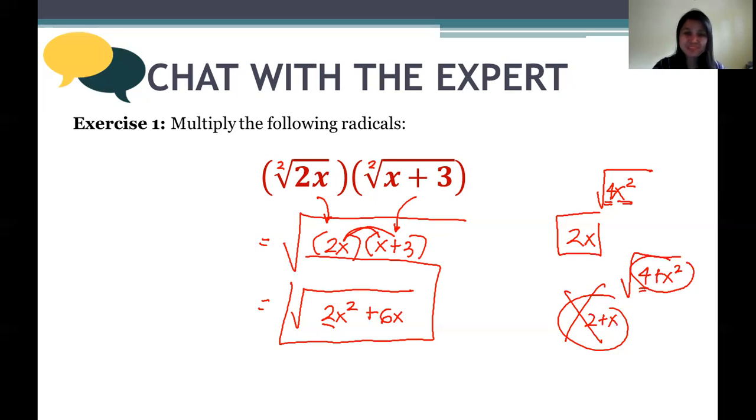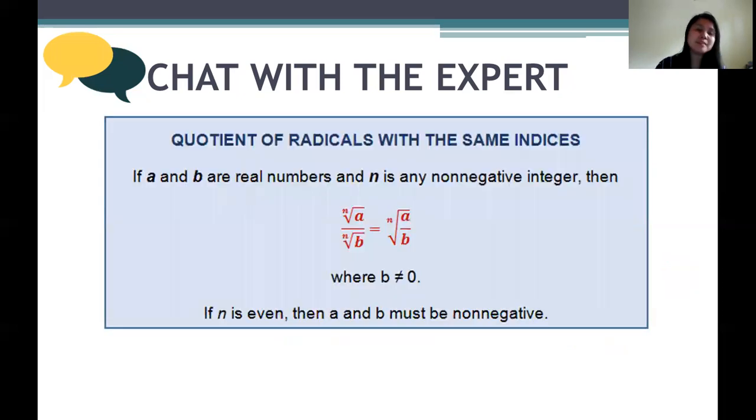Next one, quotient. Now the same with the product. If two radicals have the same indices, like both are square roots or both are cube roots, then you can write them in one radical expression. Remember, our denominator must never be equal to 0.